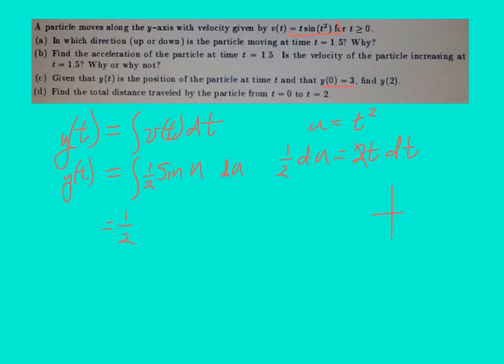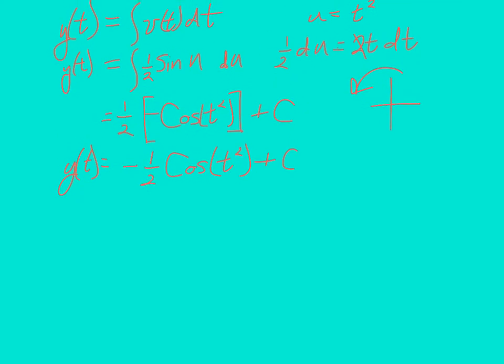Well, the integral of sine, now we're going this way, antiderivative, is negative cosine. So let's be careful here. It's a negative cosine of u. I'm going to swap right away and say that's t squared. And then we got the plus c. So I get negative 1/2 cosine t squared plus c. That is y(t).